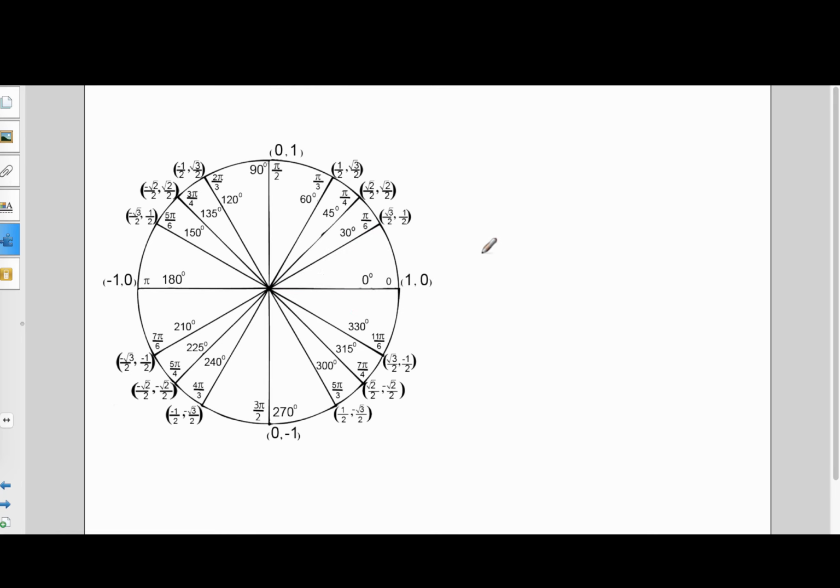So you're going to have to memorize this unit circle. But tomorrow in class, we're going to talk about it a lot more in depth. So make sure that you take time to copy this down. We're going to talk about it a lot tomorrow in class.